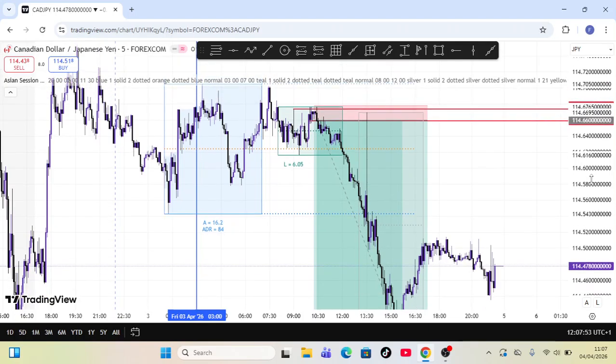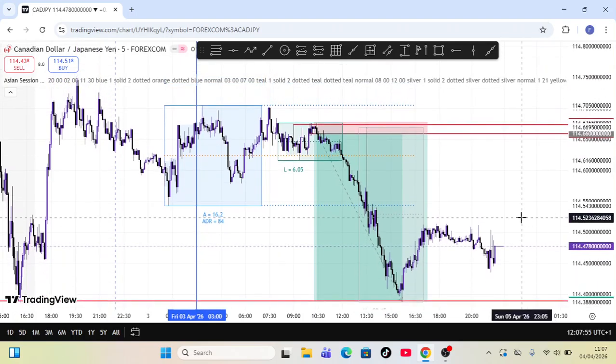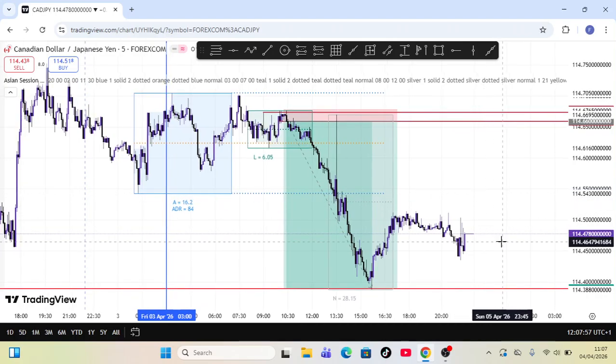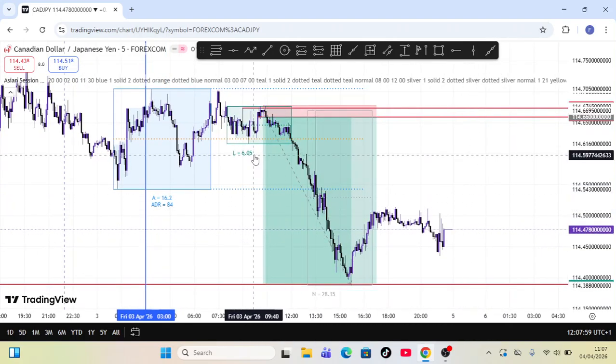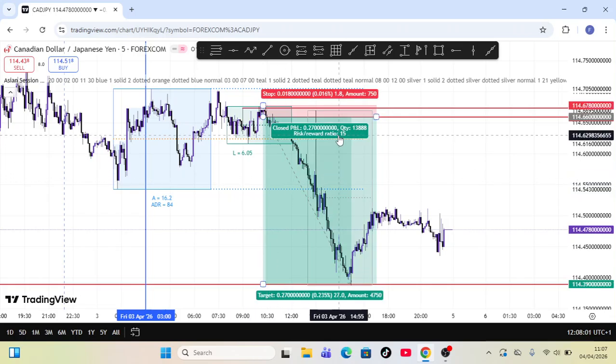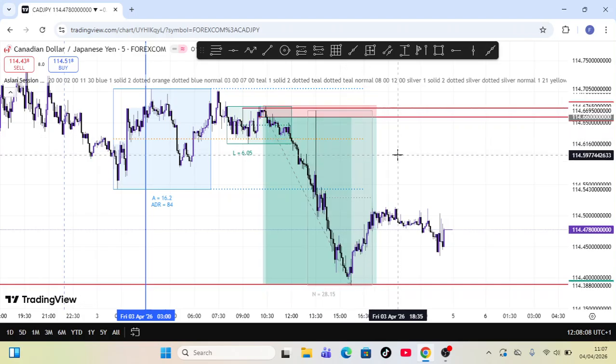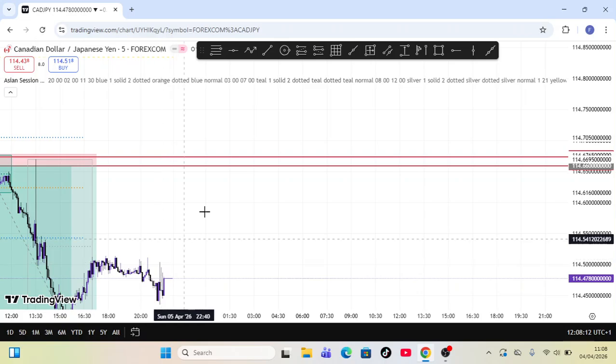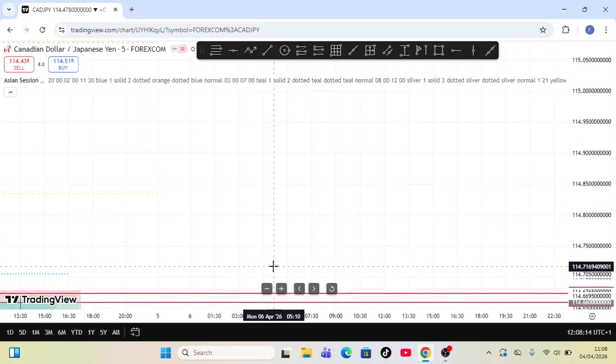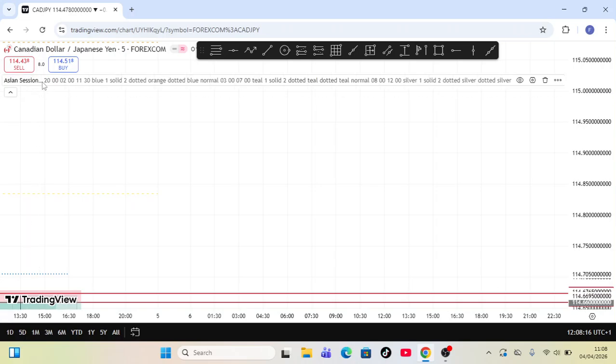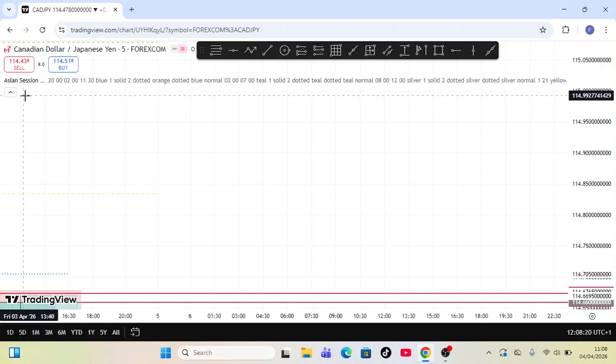So I want to break down this trade I took yesterday on London session, and it gave me 1 to 15 risk to reward, 1 to 15. So I want to break it down. And when it comes to my strategy, first of all, what you need to have on your chart is this indicator.